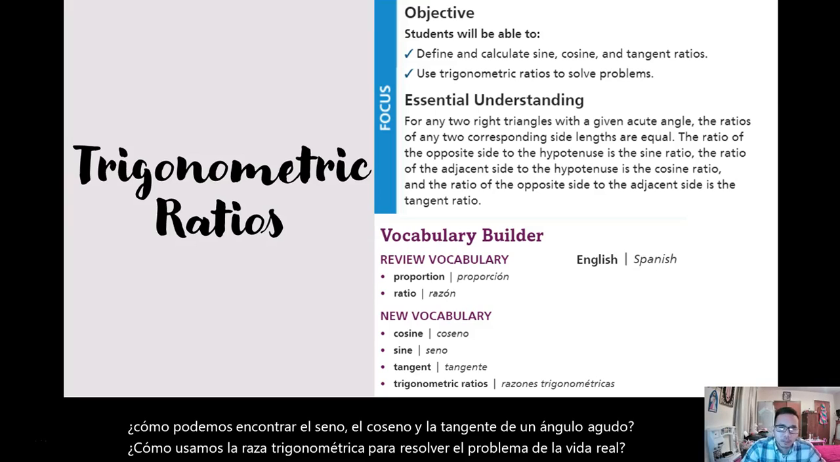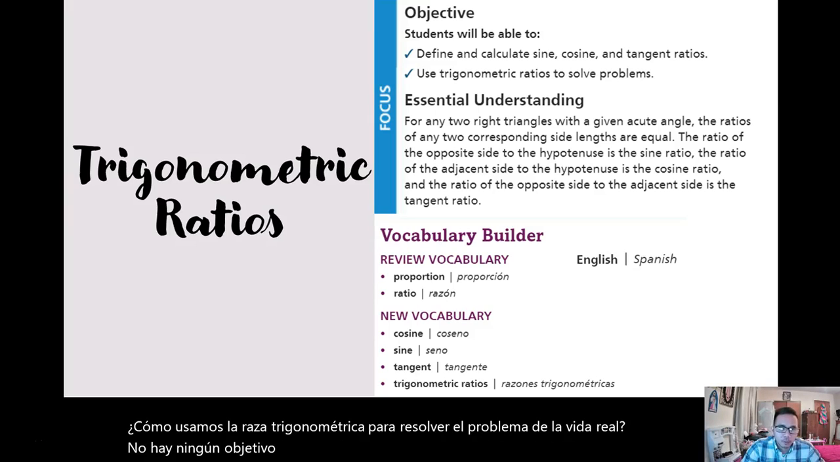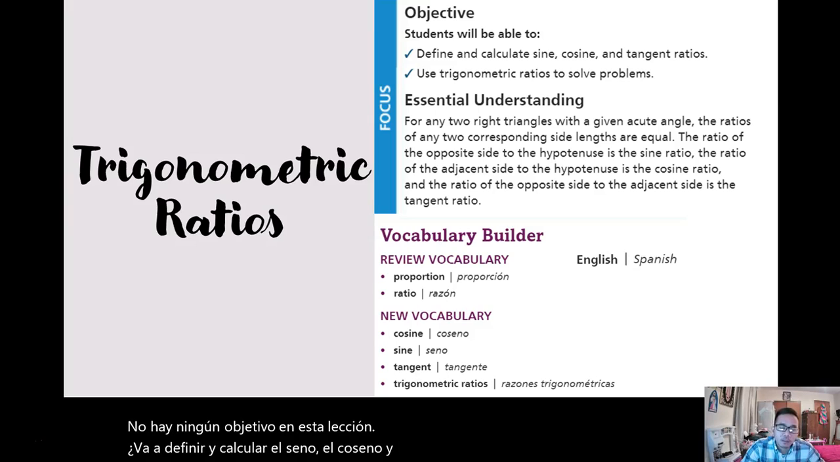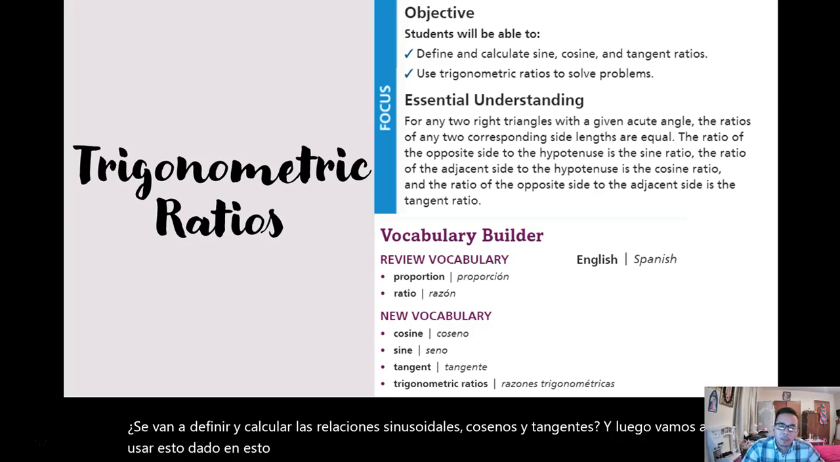Now, our objective in this lesson is to define and calculate sine, cosine, and tangent ratios, and then use these trigonometric ratios to solve problems.